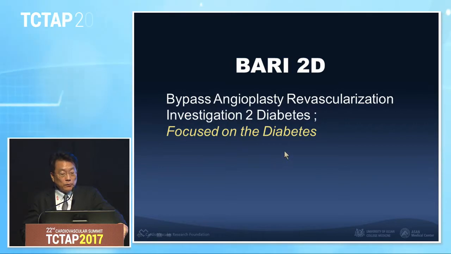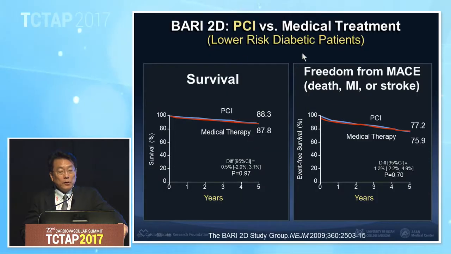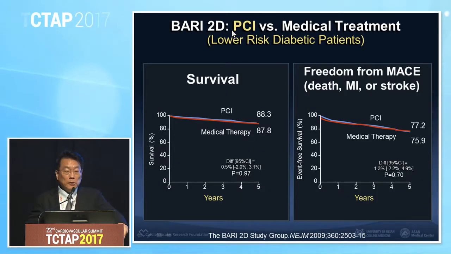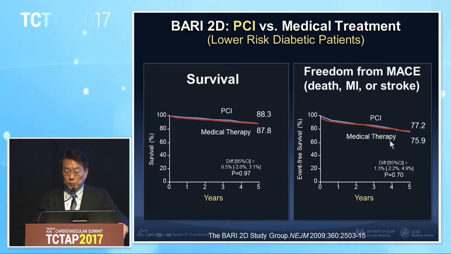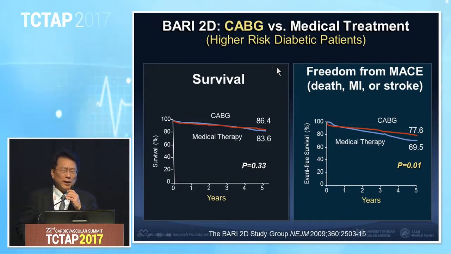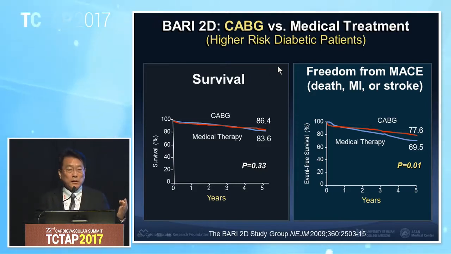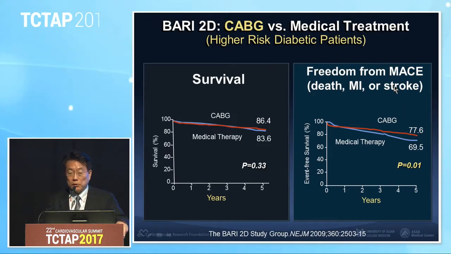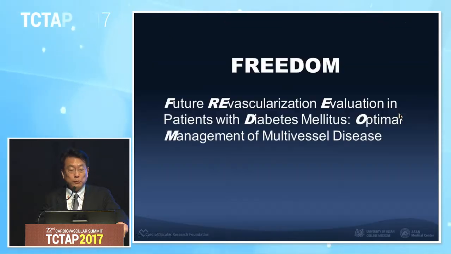The BARI 2D study focused on diabetics. In the low-risk diabetic patients, PCI versus medical treatment showed no statistical difference in terms of MACE, death, MI, and stroke. However, in the high-risk diabetic patients, CABG versus medical treatment, those with multivessel disease, proximal disease, and low ejection fraction, the MACE rate is clearly better in the bypass surgery group compared with medical treatment.